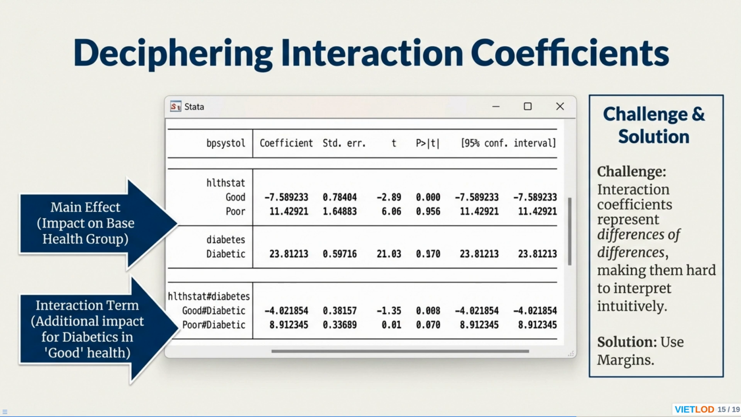Now, let's look at a real Stata output to understand why interaction models can be tricky. On the left, we see the main effects. For example, the coefficient for good health status shows its impact on systolic blood pressure relative to the base group. Below that, we have the interaction terms. These represent the difference of differences. For instance, the good diabetic term of -4.02 tells us the additional change in blood pressure for a diabetic person, specifically when they are in good health.